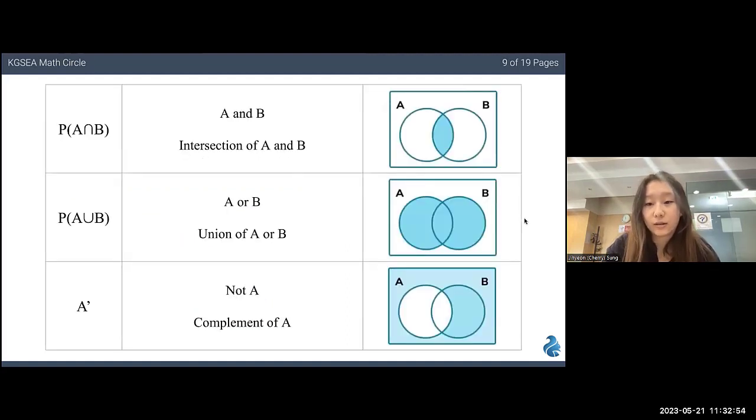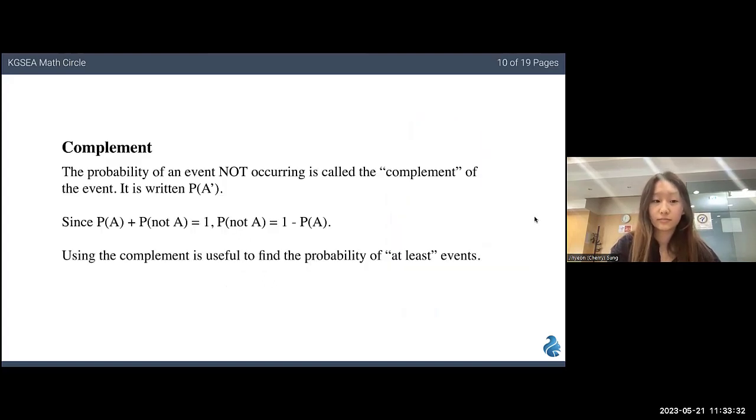And here are the representations using a Venn diagram for different types of intersections. For example, A and B would be the overlapping part of the circles, and you can say that as the intersection of A and B. The other example is A or B, which is the union of A and B, and it is the colored part in the second row. The third is not A, the complement of A, which means everything except for A, which I'll further explain in the later slides.